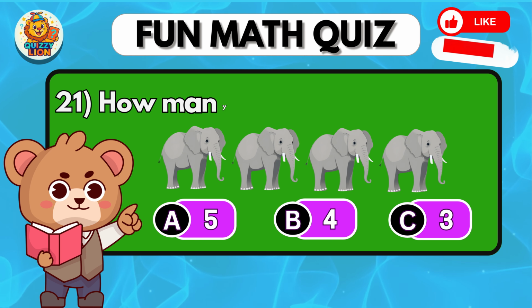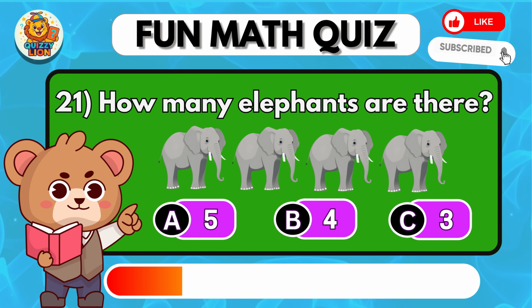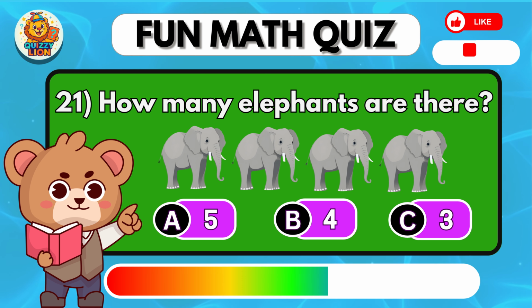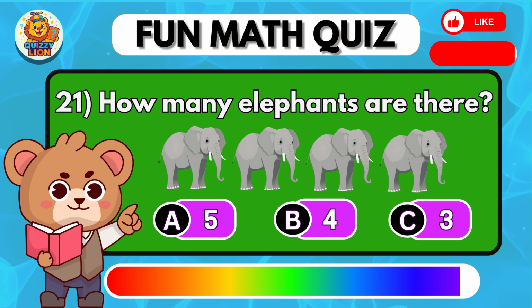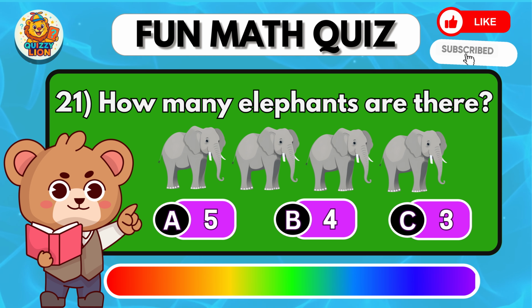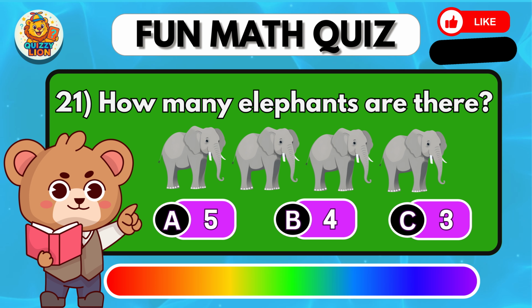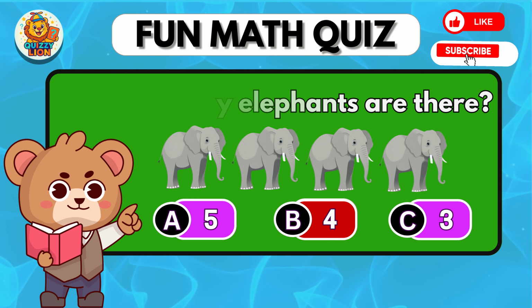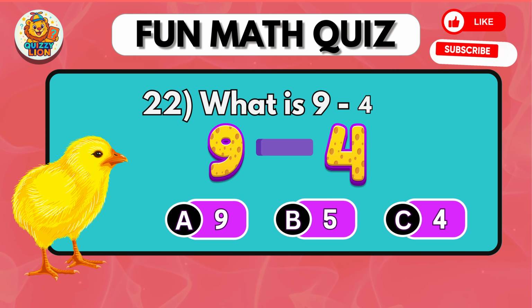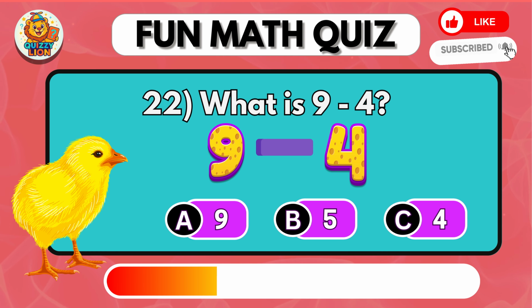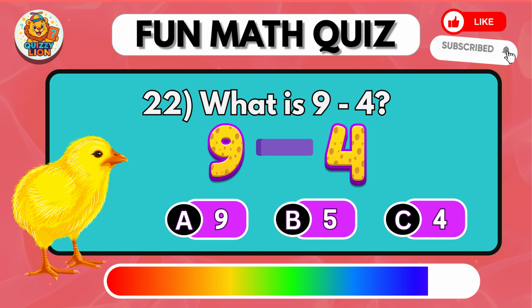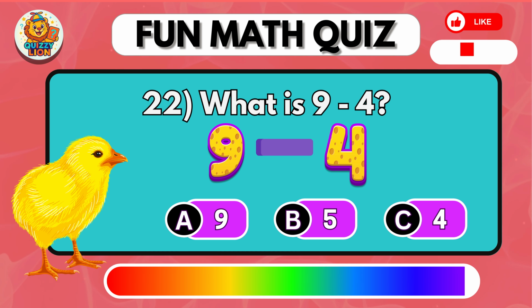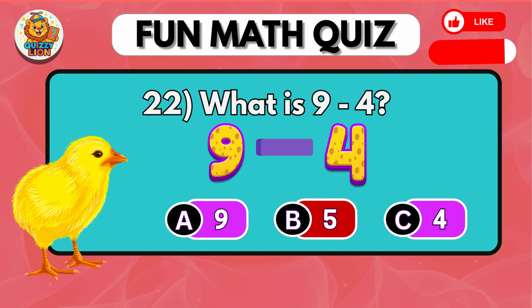How many elephants are there? Correct, it's 4. What is 9 minus 4? Correct, it's 5.